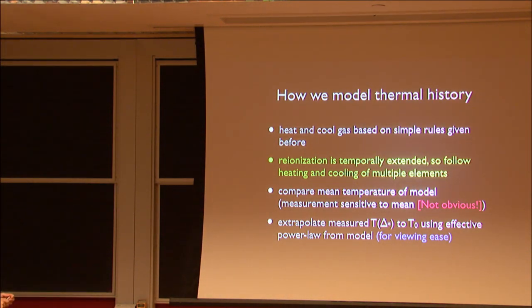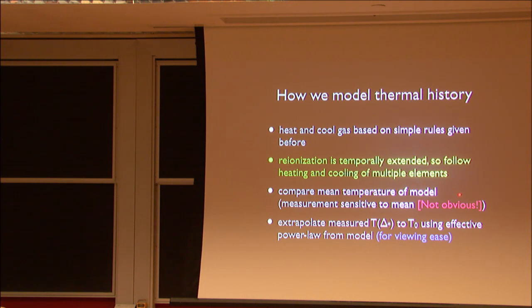The reionization is really extended, so the simple models I showed you before, assuming that everything ionizes at a given redshift, are not what you should be doing. We heat and cool the gas based on the simple rules given before, but because reionization is temporally extended, we follow the heating and cooling of multiple elements. First I'm going to talk about hydrogen reionization, and I'll fit helium in a second. If hydrogen reionization spans redshift 6 to 10, then I have a bunch of elements spanning that redshift history. Then I'm going to compare the mean temperature of my model to the measured temperature.